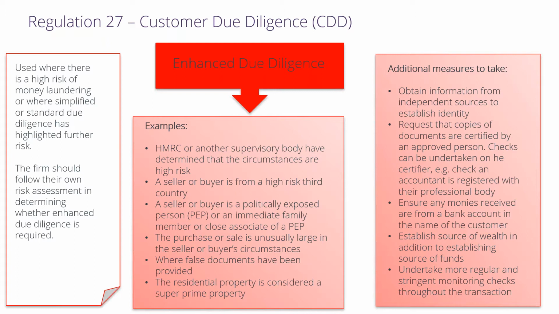HMRC or other supervisory or law enforcement authorities provide information that a particular situation is high risk. The customer is from a high-risk third country. A customer is a politically exposed person, an immediate family member or close associate of a politically exposed person. The transaction is complex, such as in the case of legal entities, has more than 2 levels of ownership. The transaction is unusually large for your type of business, location, or for the individual. You must consider a number of factors in your risk assessment when deciding if enhanced due diligence needs to apply.